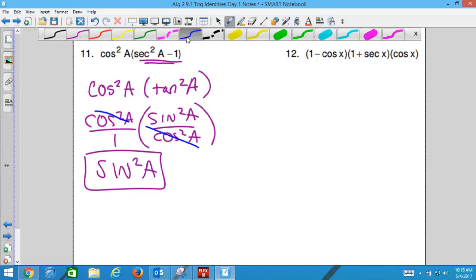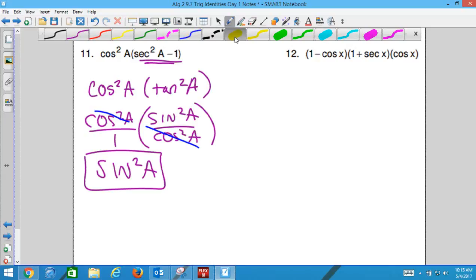Okay, guys, with number 12, can we take 1 minus cosine x and use our Pythagorean identity? Does that say 1 minus cosine squared? No. You have to be careful, because if it's not squared, it's not one of those Pythagorean identities.